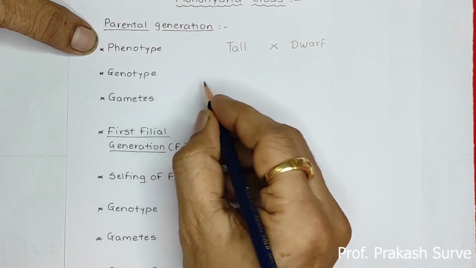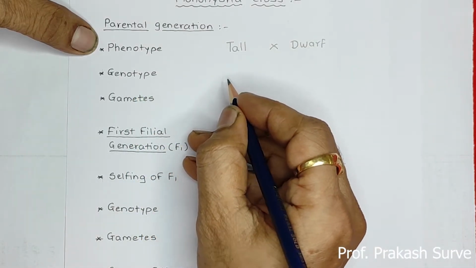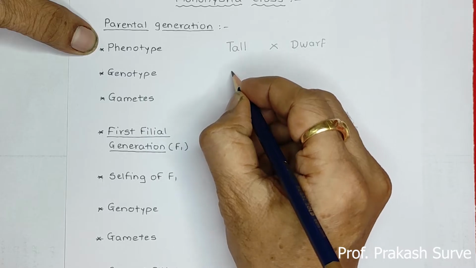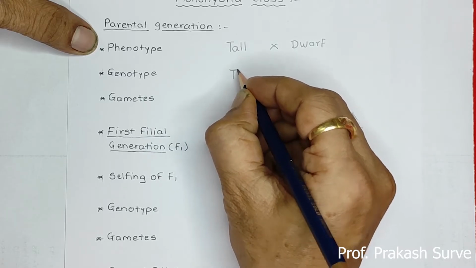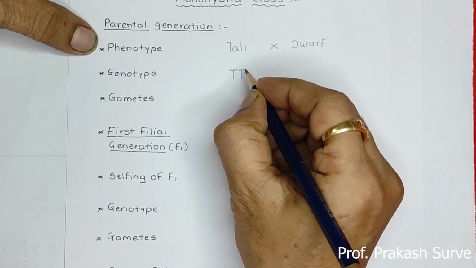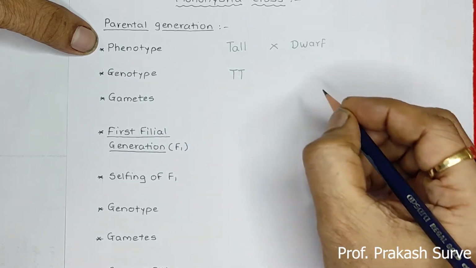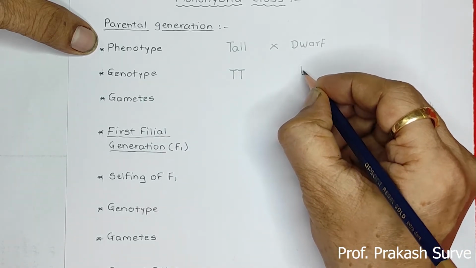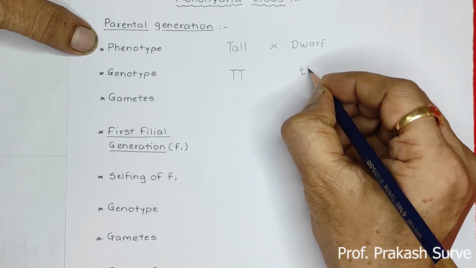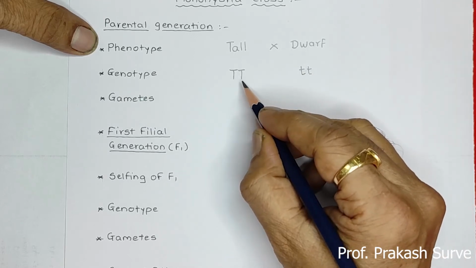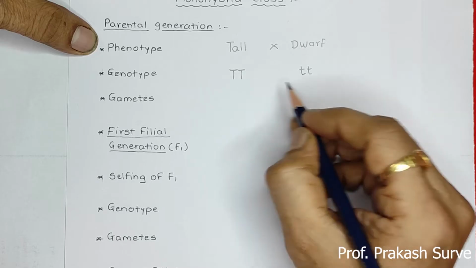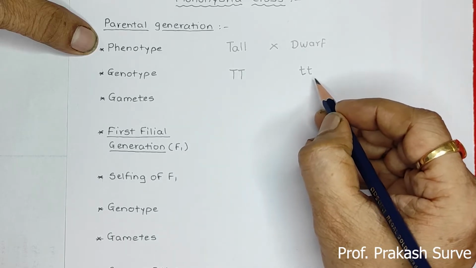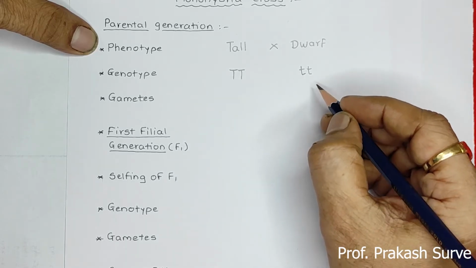Then we have to mention the genotype of these parents. What is the genotype of the tall parent? That is capital T, capital T, which is the dominant one, a diploid. And for the dwarf, the genotype is small t, small t. Always remember, capital denotes the dominant character, and small denotes the recessive character.